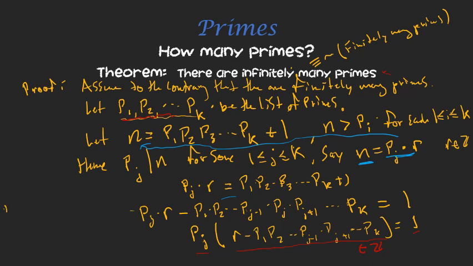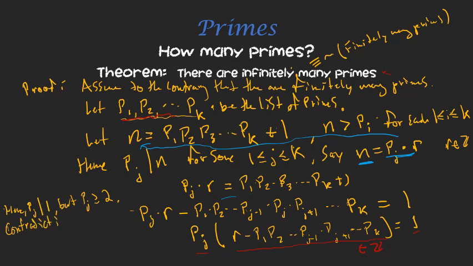I'm going to write it over here, sorry. Hence, p sub j divides 1. But that's impossible. P sub j, we know, is greater than or equal to 2 because it's a prime. Right? Each number on this list should be greater than or equal to 2. But that doesn't make any sense. How could something greater than or equal to 2 divide 1? So this is a contradiction.